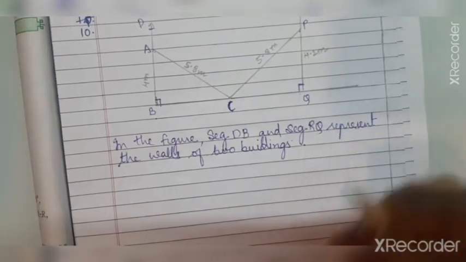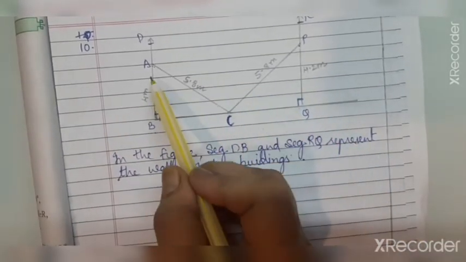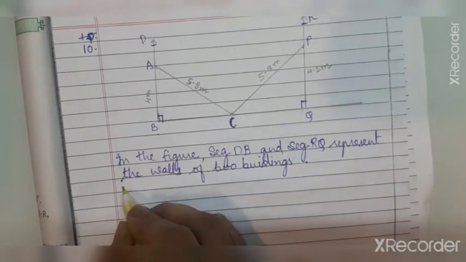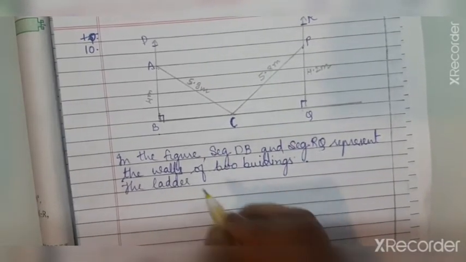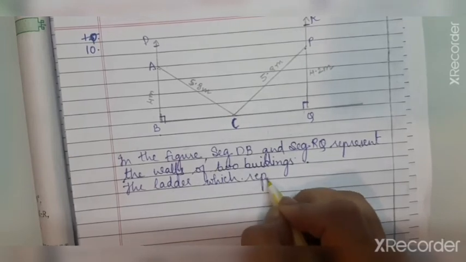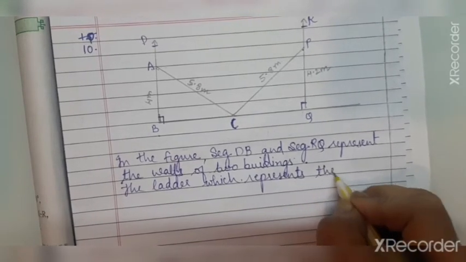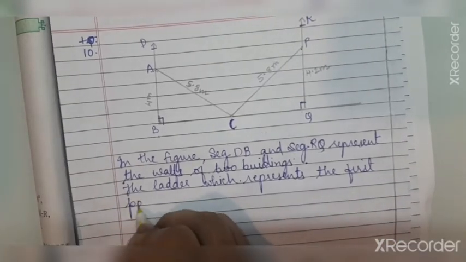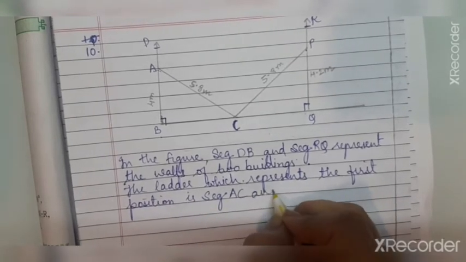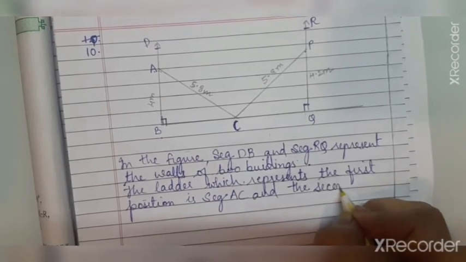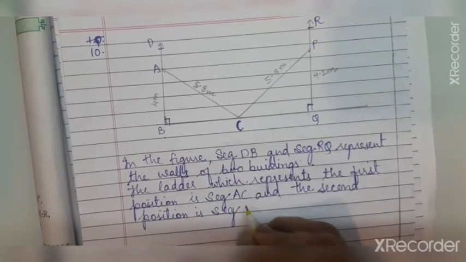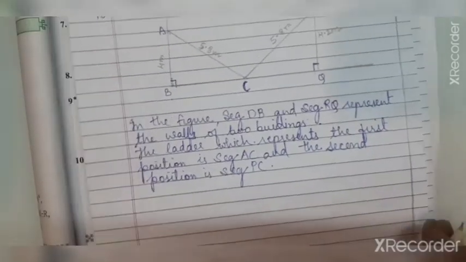Okay, and now there is a ladder. The ladder is the same. So the first position of the ladder is AC and the second position of the ladder is PC. So the ladder which represents the first position is segment AC, and the second position is segment PC.